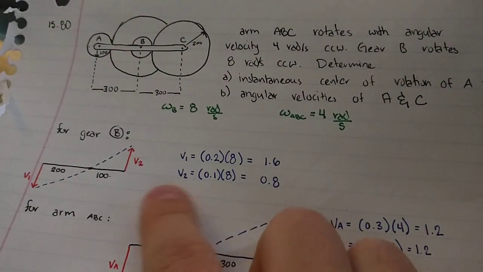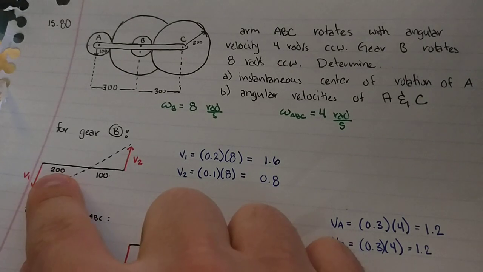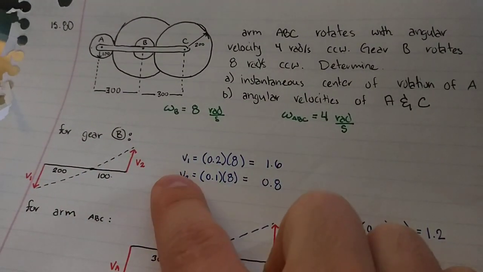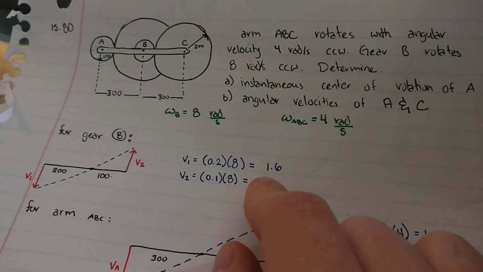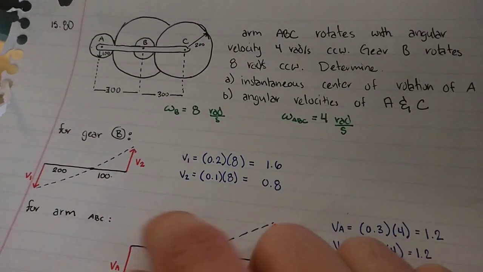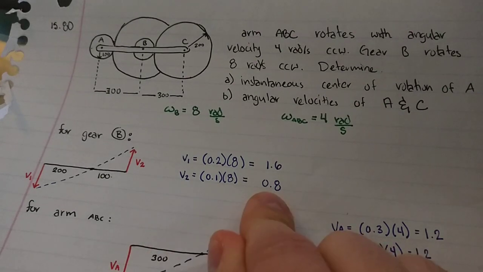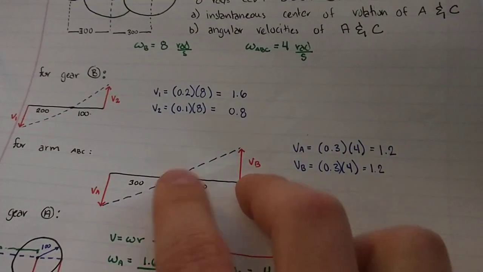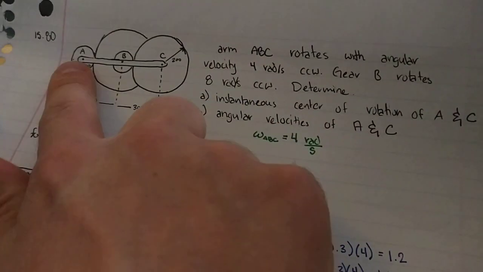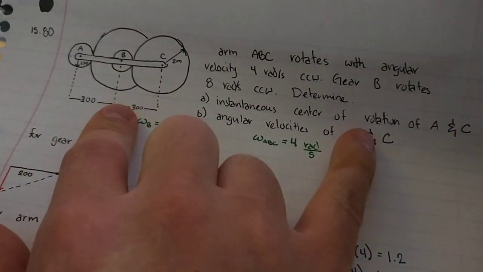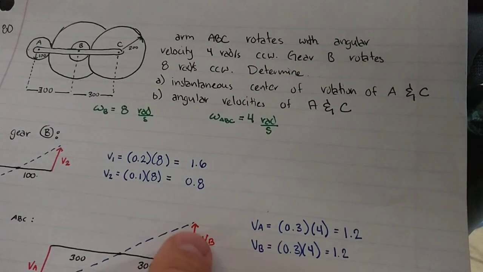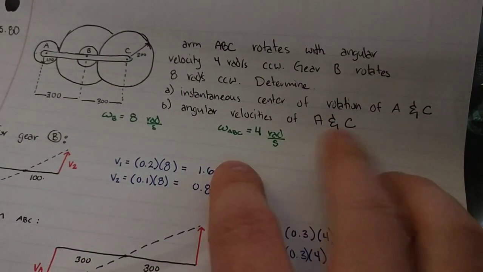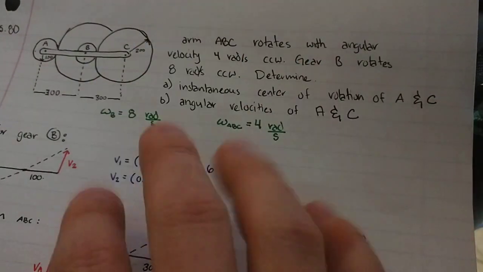What we're going to do to figure out V2, we know it's going to be 0.2, that's 200 millimeters, 0.2 meters times 8 radians per second. That's the radius. So it's going to give us a magnitude of 1.6 for the velocity. Doing the same thing for this term here, it's going to give us 0.8. Now we're going to save that for later. We're going to take A, so that's the velocity of B, we're looking for velocity of A and C, and the instant center, so we'll get to that.